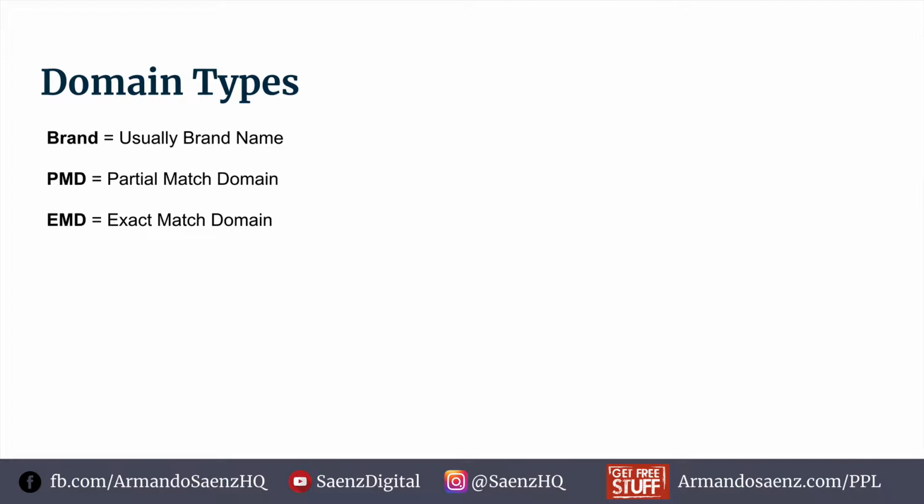There are three types of domains that you can build for basically any website: a branded domain, a partial match domain, and an exact match domain. Now, branded domains usually do not have a keyword in the name of the domain. They're usually super catchy and they're short. Partial match domains have a partial keyword in the domain name, and exact match domains usually have an exact match keyword in the domain.